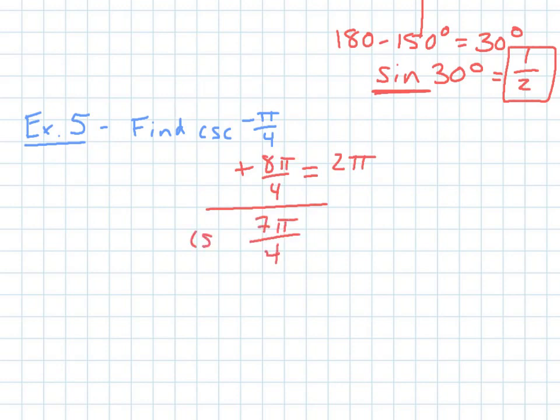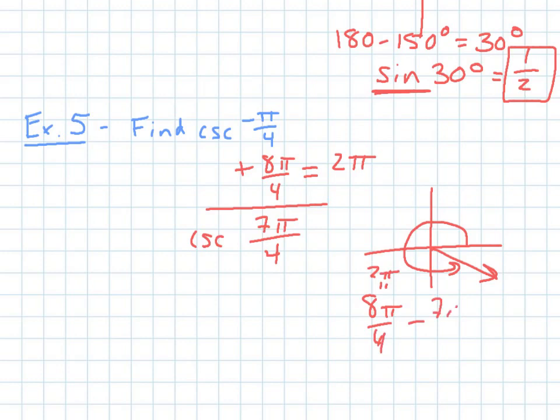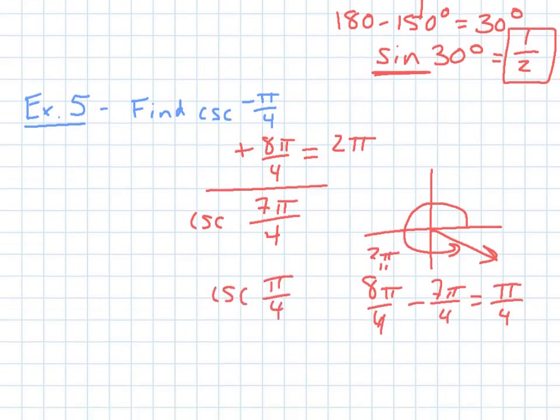Okay, so I'm still looking for the cosecant of this. So we already talked about that being in the fourth quadrant. So if I want to find the cosecant, remember that's the reciprocal of your sine. So using your reference angles, 8 pi over 4, which is the same thing as 2 pi, minus 7 pi over 4 gives me pi over 4. So now cosecant of pi over 4 is what I'm looking for.